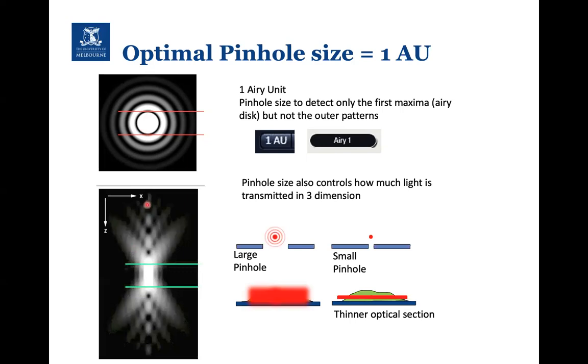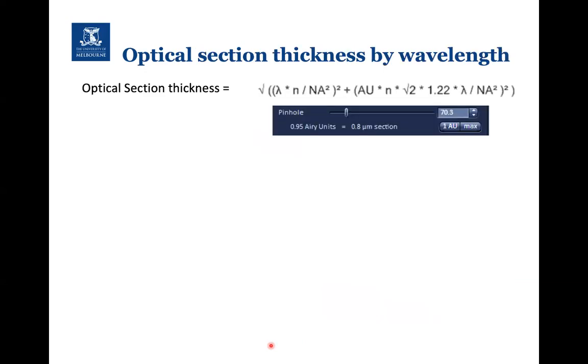That also works in Z as well, so it can also change the depth of field, as I was saying. So with a smaller pinhole, we get a thinner, tighter optical section through the sample. Again, there are equations for working out what your optical section thickness is. For those who are into equations, this is quite a complicated one. But again, in most software, they will do that calculation for you if you hit the 1AU button there.